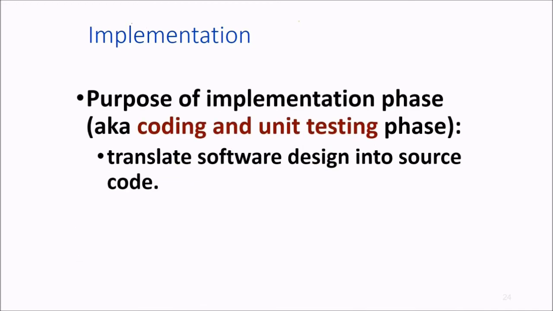Then we arrive at the implementation part. The implementation phase is also known as the coding and unit testing phase. So we perform coding and unit testing here itself. Here we try to transform our design into actual source code. So translation of design into source code is what we call implementation.